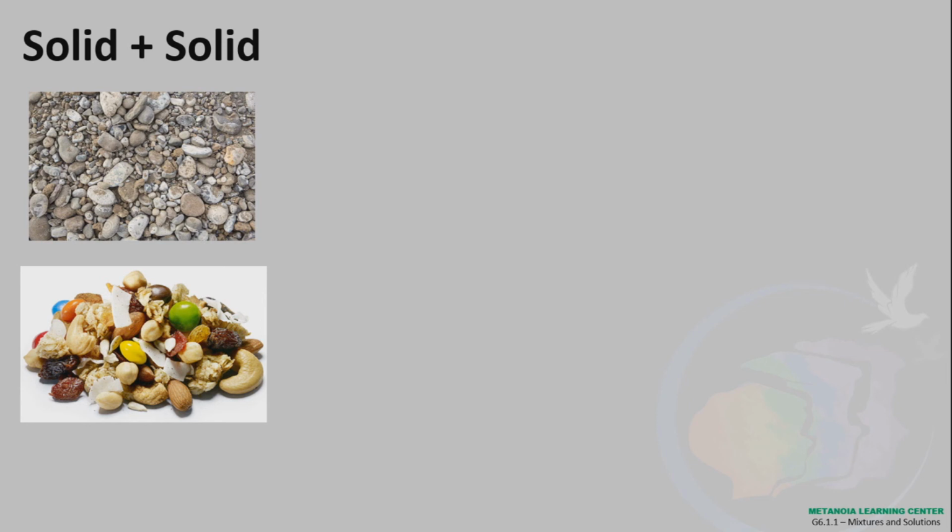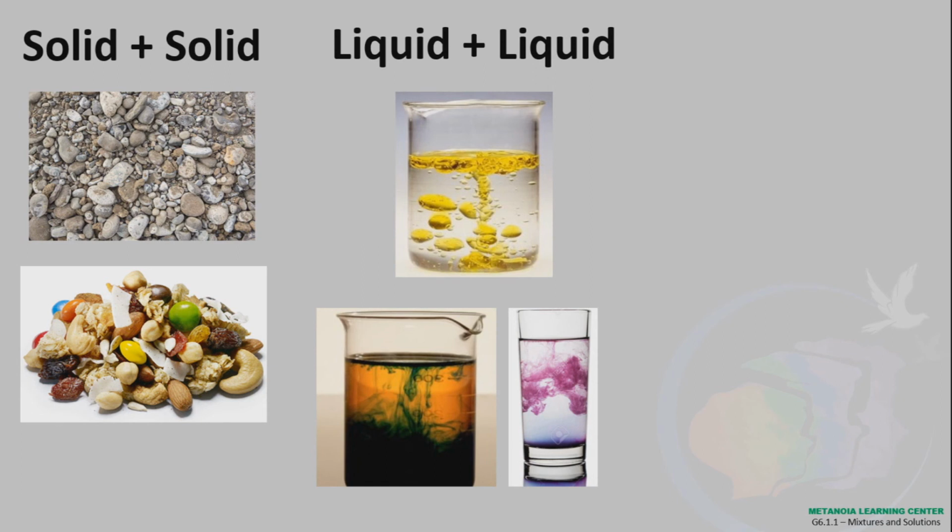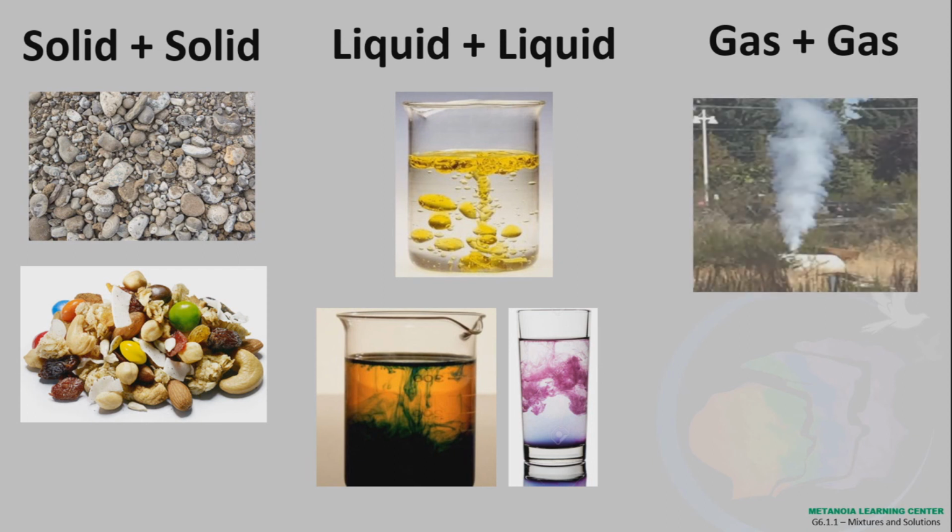Another example of a mixture is liquid and liquid, such as oil and water. In this mixture, oil is less dense than water. This is why, over time, oil will rise up to the surface of the mixture. We also have ink and water. Another example is a mixture of gas and gas. Technically, around us, we have a mixture of gases. We have oxygen, carbon dioxide, argon, nitrogen, and water vapor. Fumes and smoke are also considered as gas.